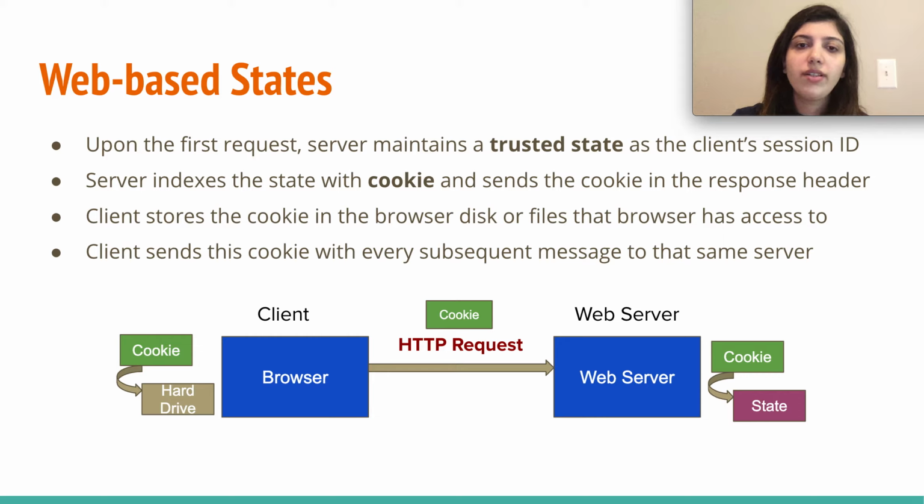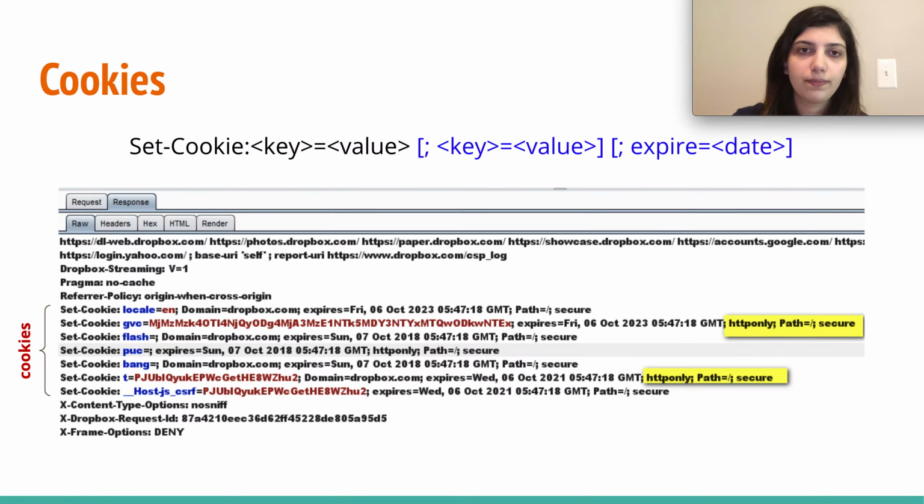For other subsequent messages, the client will include this cookie in the message to the same server. So here is what a cookie looks like. Cookies are key value pairs that are set in the setCookie attribute of the HTTP response header along with other options. These options can be the expiration date, or they can be some flags such as secure that we will discuss later.